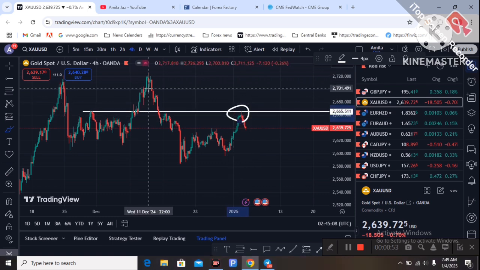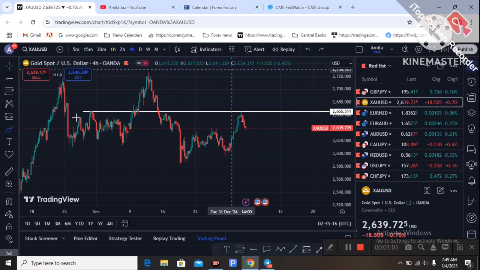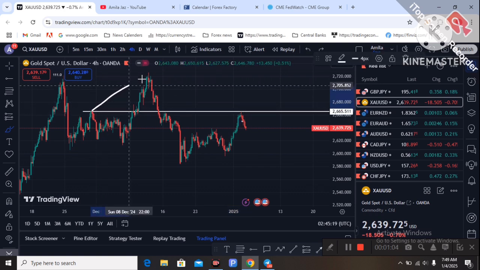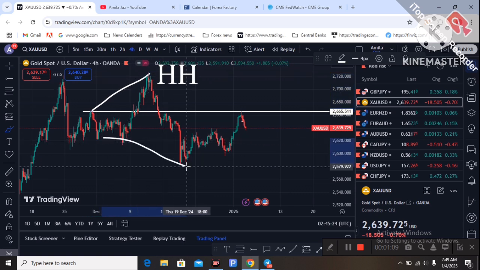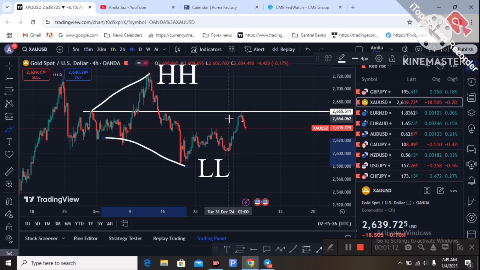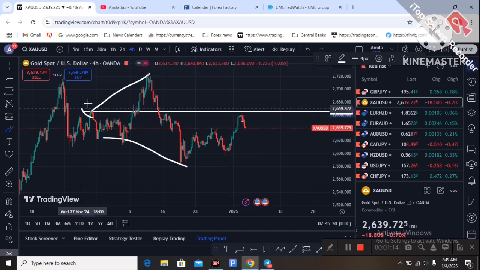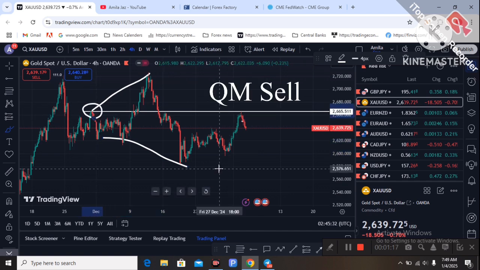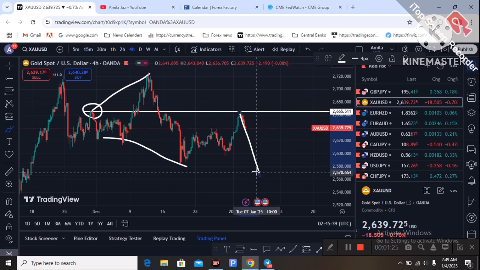So it has still not broken out of this level. Below this level, I am thinking bearish, a move to the downside. And this has a price action pattern: a higher high, then the price made a lower low also. This is the lower low, higher high, lower low. That is the QM sell level. This is the famous Quasimodo pattern. This is the QM sell level point at the 2665 level.